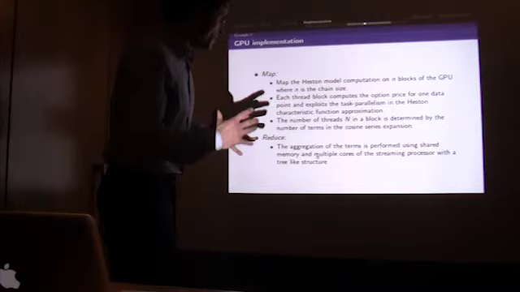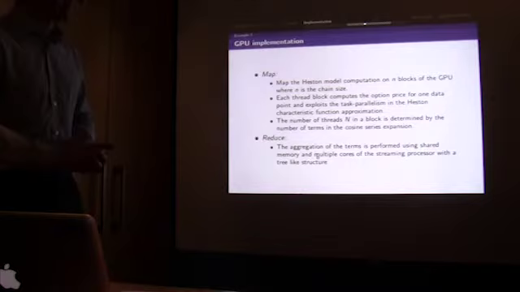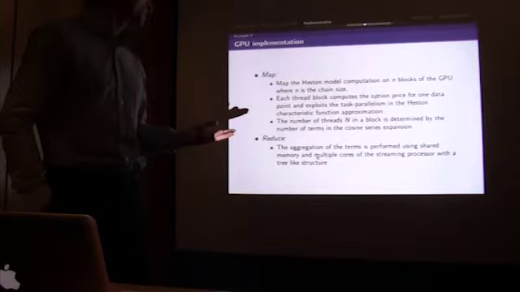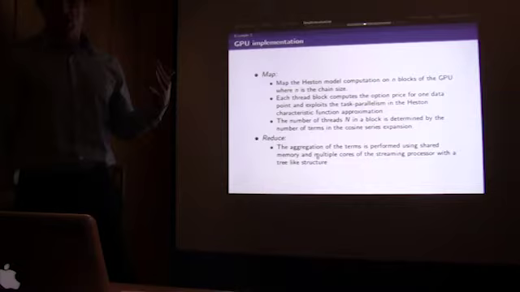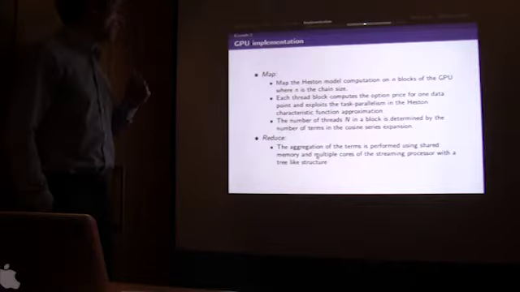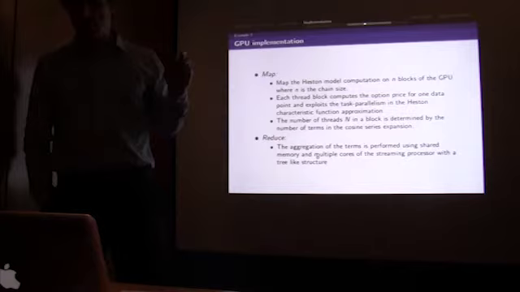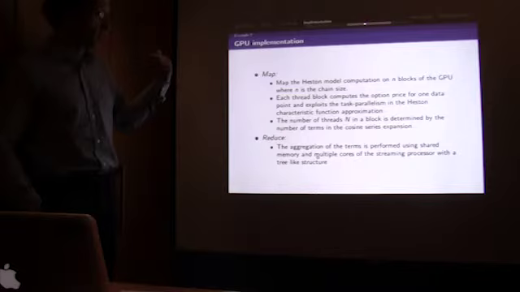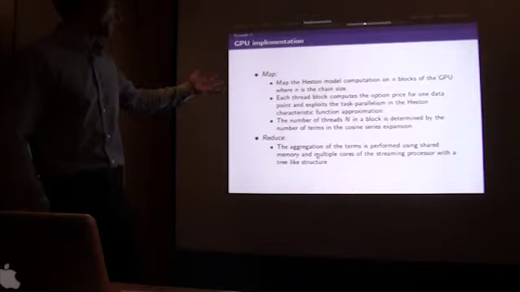And again, the whole idea is to identify the parallelism, the building blocks, the computational patterns, the structural patterns. I'm going to map the Heston model computation onto blocks of threads. The chain size, that's the number of options in the chain, determines the number of blocks that I'm going to have, and then each thread block computes an option price. The number of threads in a block is determined by how many terms in the series I want for that characteristic function series expansion. And then I want to aggregate the result and return that to the CPU and then ultimately back to R.